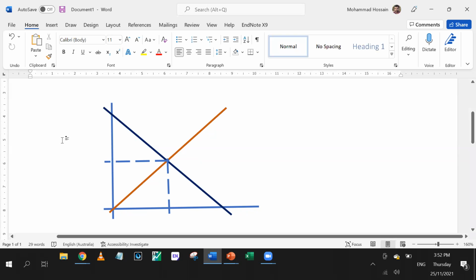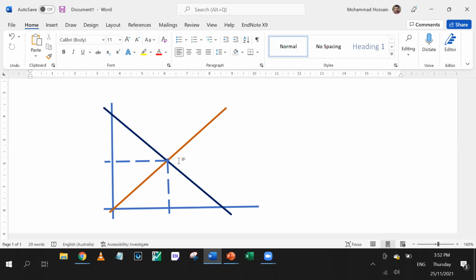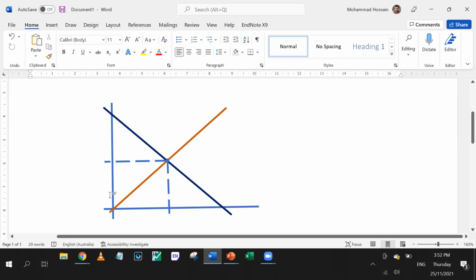So what does government do? Government interferes. Government says that you have to set the price above the market price or below the market price. If government sets it above the market price, we call that a price floor. Below the market price, we call that a price ceiling.